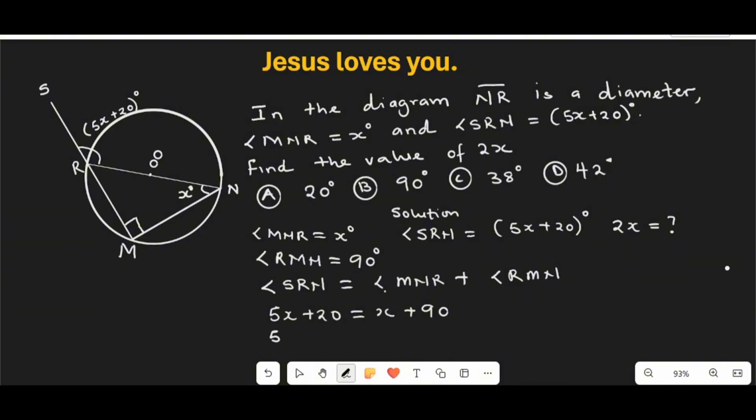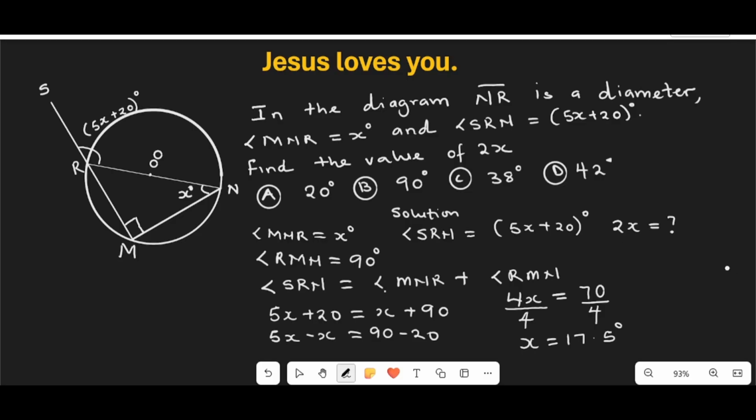So 5x minus x equals 90 minus 20. 5x minus x is 4x, equal to 90 minus 20, which gives us 70. So divide both sides by 4 to determine the value of x: 4x over 4 equals 70 over 4. So x equals 17.5 degrees.